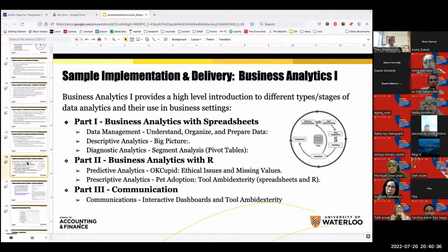From a practical standpoint, we want our students to be able to use some tools. So what is the tool which is used a lot in the industry? Excel. So we spend the first half of the course teaching business analytics with spreadsheets. And I'm not using the word Excel because we don't have to worry about, oh, I have a Mac, I have a PC, my Excel looks different than yours. We teach them using Google Sheets.